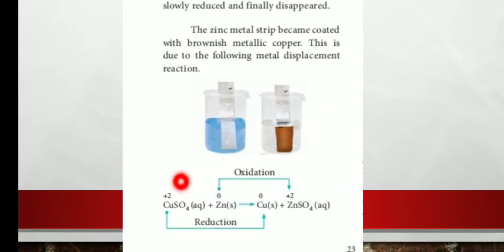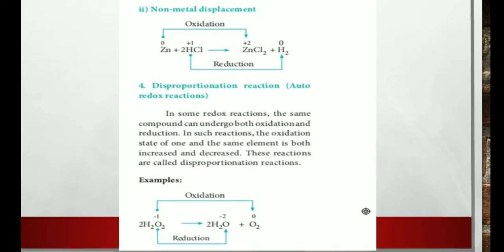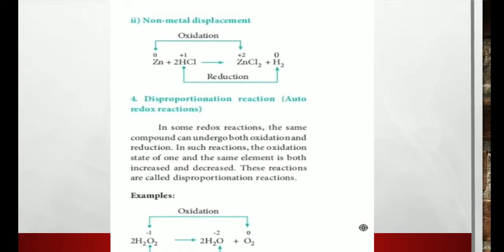This is the reaction: copper sulfate plus zinc converted into copper plus zinc sulfate. So copper sulfate converted into copper, therefore reduction. Zinc converted to zinc sulfate, this is oxidation reaction, together forming a redox reaction. And non-metal displacement reactions. Zinc plus HCl. Zinc converted into zinc chloride and HCl converted into hydrogen. Zinc oxidation number 0 to plus 2, therefore oxidation. Hydrogen plus 1 converted to 0, therefore reduction, so redox reaction.